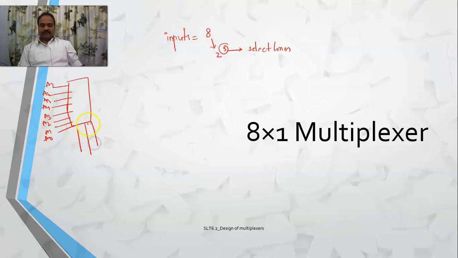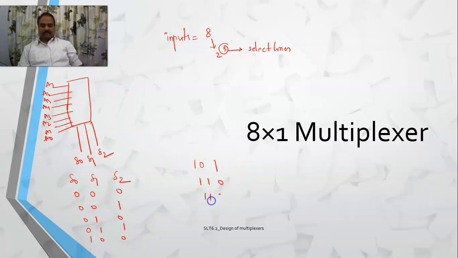So here you will be having how many select lines? S0, S1, and S2. 3 lines you do require. Based upon these 3 lines, what can be the combinations? It can be 0, 0, 0, then 0, 0, 1, 0, 1, 0, 0, 1, 1, 1, 0, 0, 1, 0, 1, it can be 1, 1, 0, and 1, 1, 1. That is 8 combinations. First case A0, second case A1, next A2, next A3, next A4, A5, A6, and lastly A7. So 8 inputs are there.